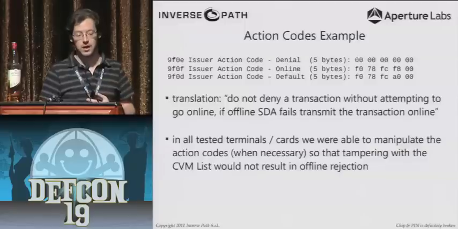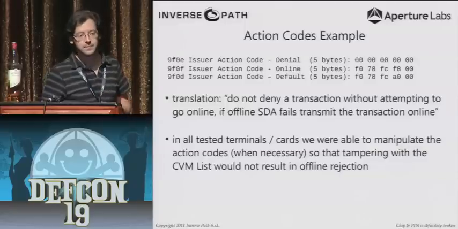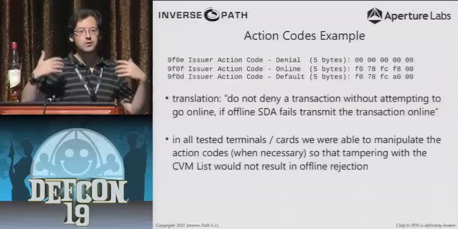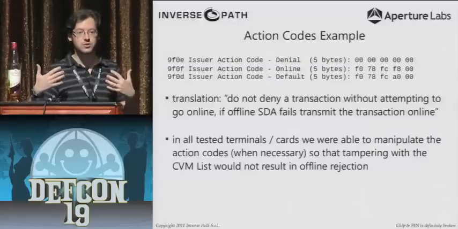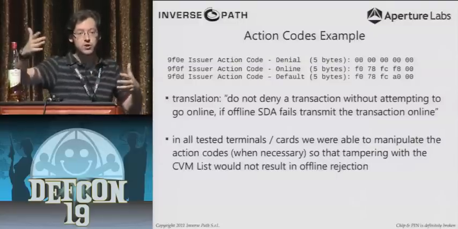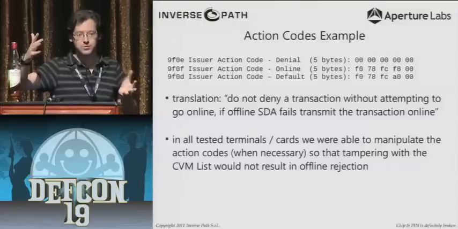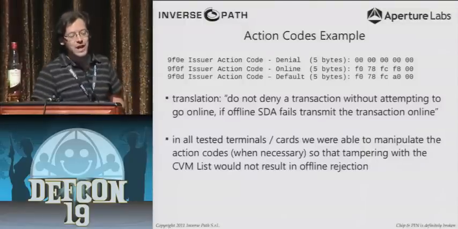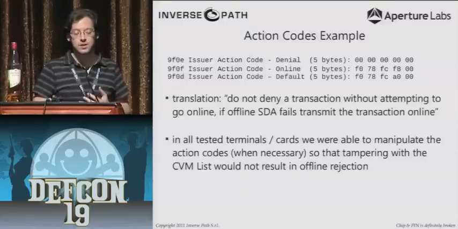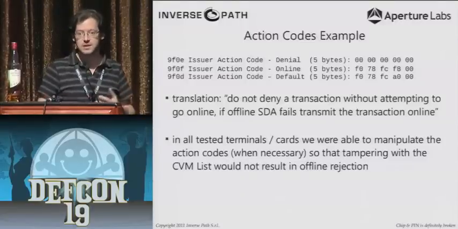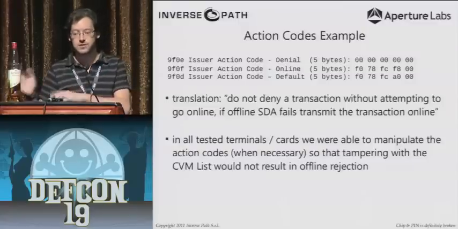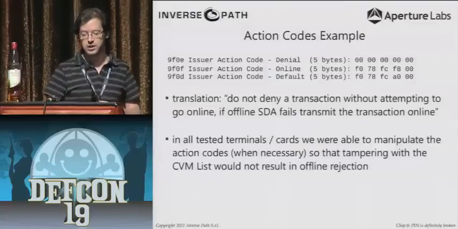transmit the transaction online. So basically, the card can say to the terminal, if you fail to verify me for some reason, do not reject me. Let's still work together, which is kind of a wrong concept. So in every tested terminal and card pair that we were able to test, we could always manipulate the action code so that the tampering with the CVM list does not result in offline rejection.